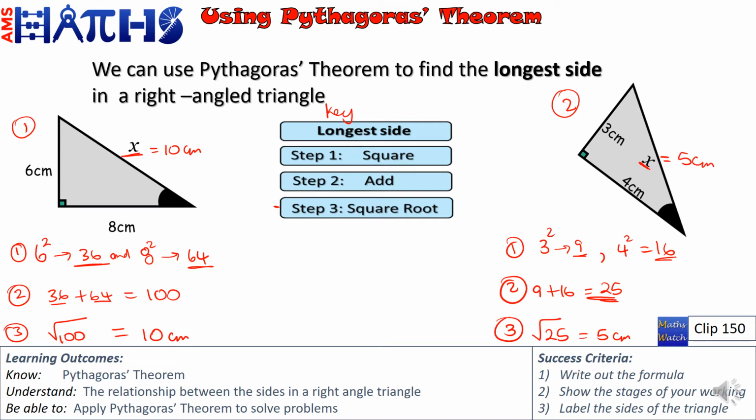So remember now your key. For finding the longest side, you square the shorter sides, add them together, and then find the square root of that.